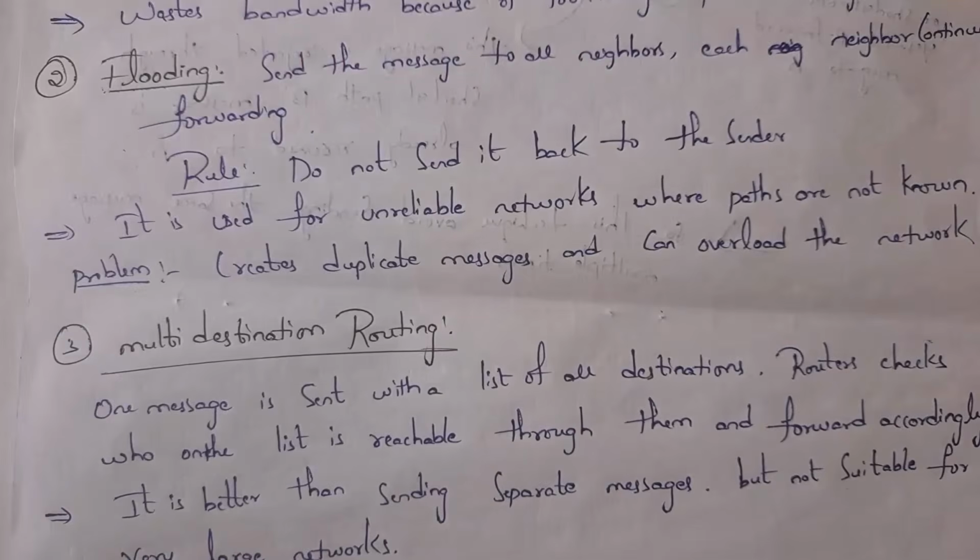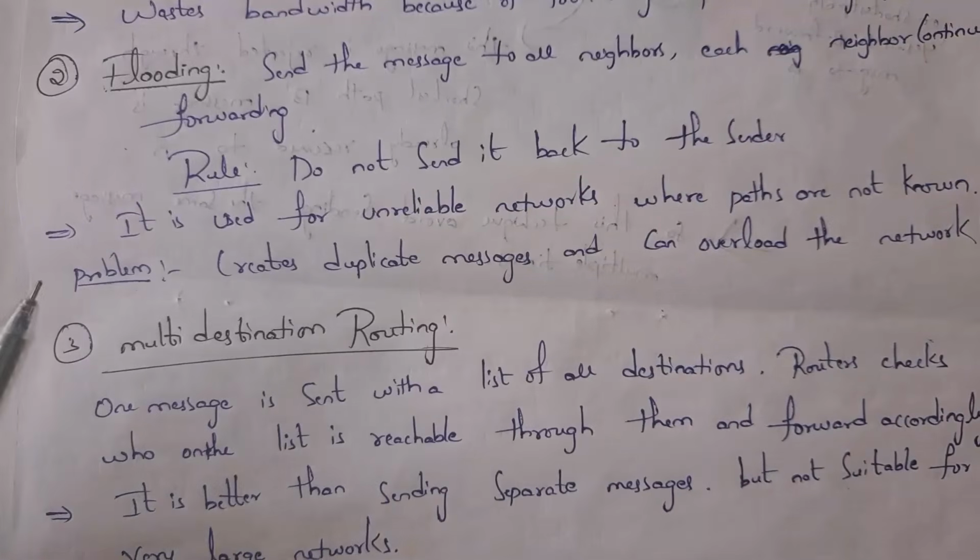And the second one is flooding. Guys, I already explained what flooding is. This flooding technique is an example of broadcast routing, as we will send data to all its connected neighbors. The problem with the flooding technique is that, as we are sending too many duplicate messages, the network will be overloaded.